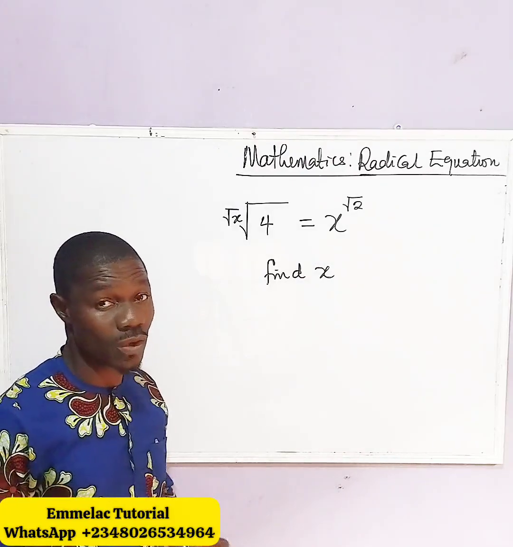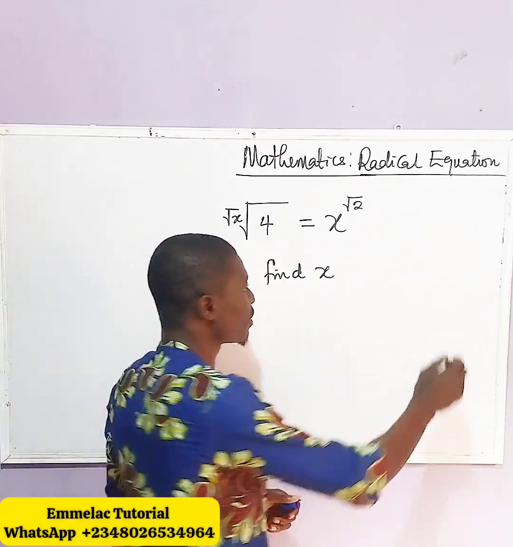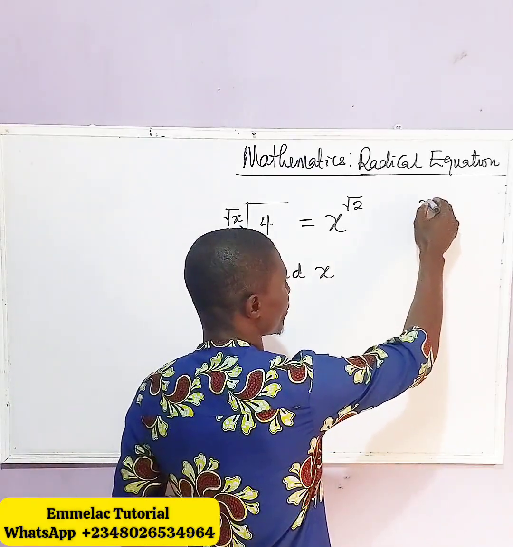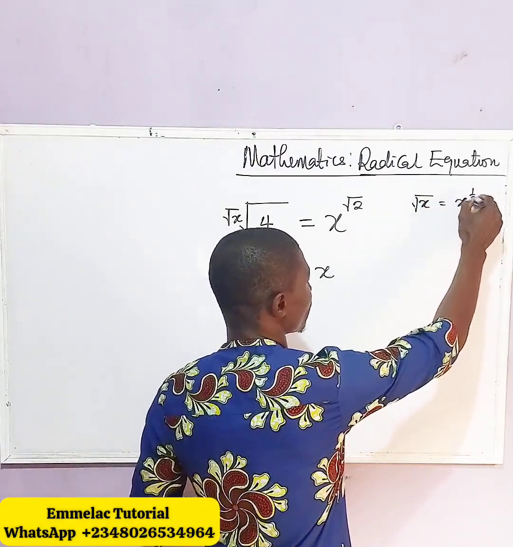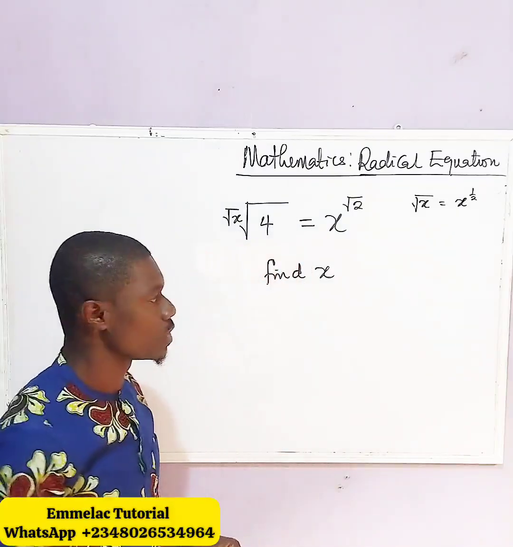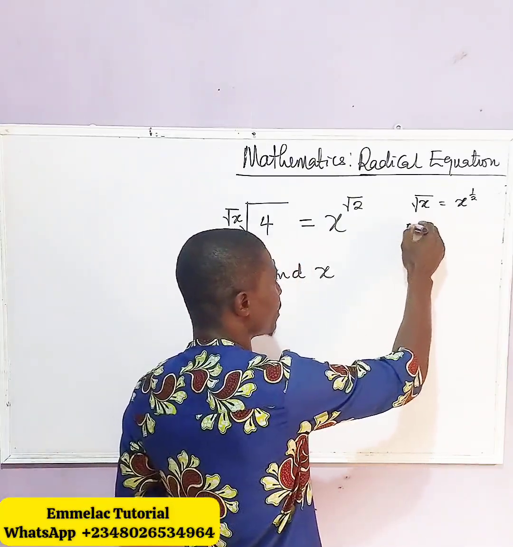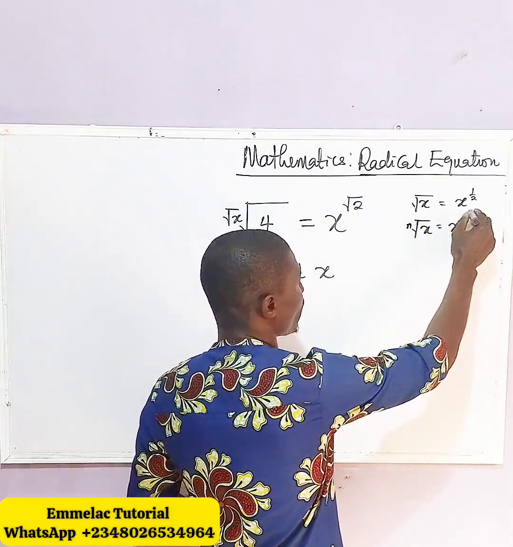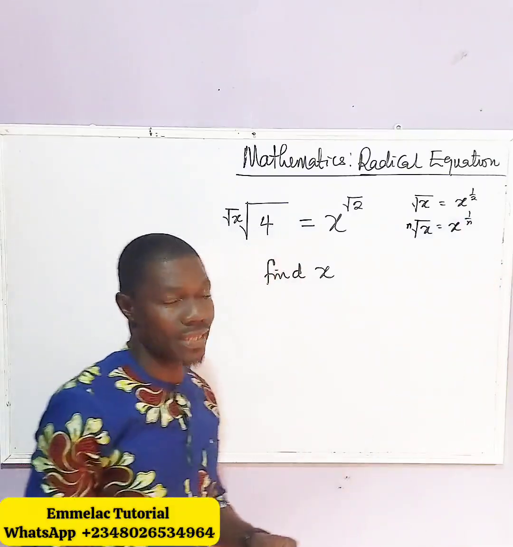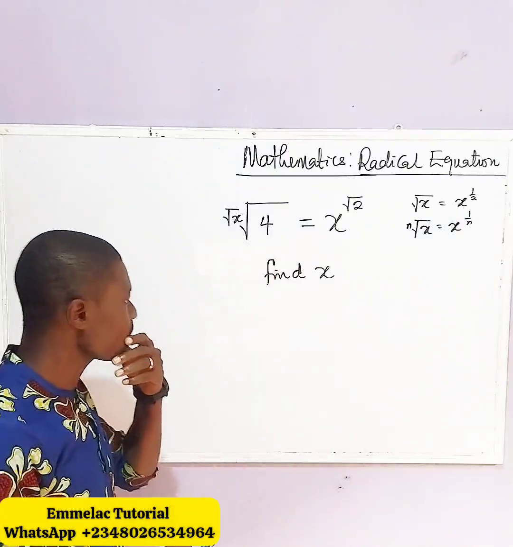Now let us recall that according to the law of indices, the square root of x is the same as x raised to the power of 1 over 2. And if you have the nth root of x, it is the same as x raised to the power of 1 over n.